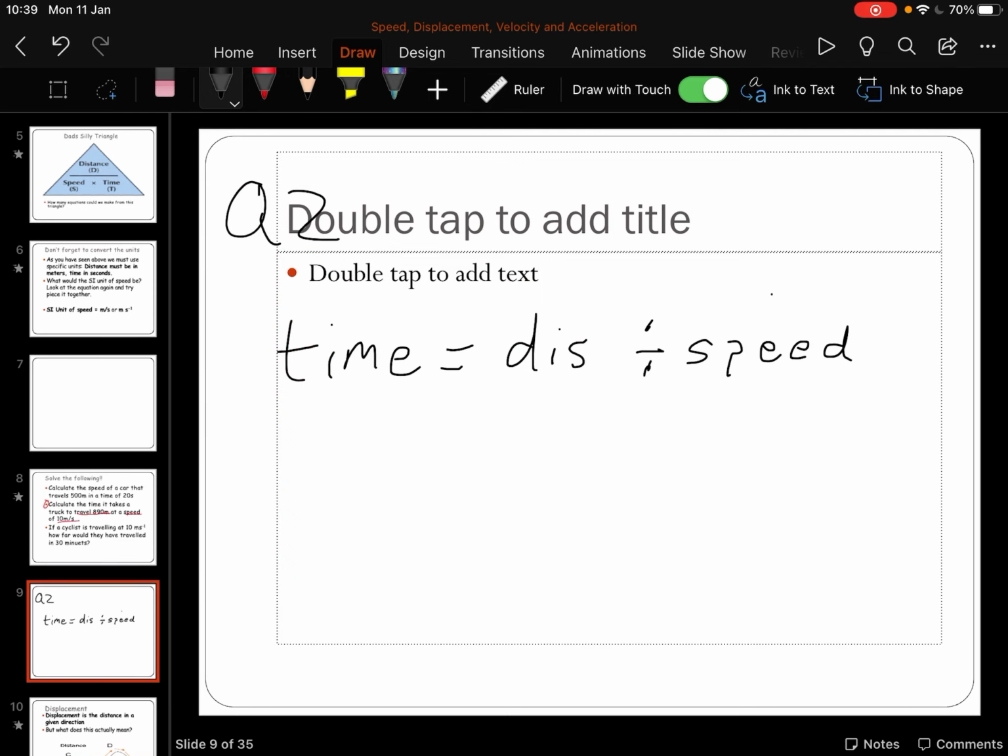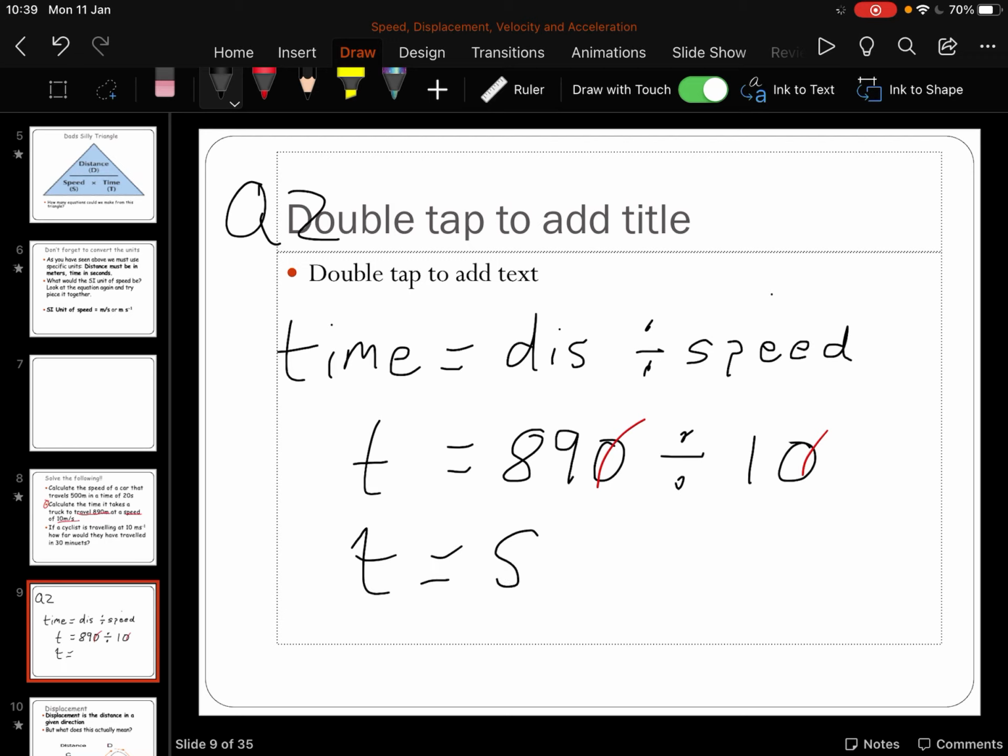So what's our equation? Our equation is going to be, so time equals 890 divided by 10. And of course the zeros will cancel there. So it's going to take how long? It's going to take 89 seconds. There you go. Okay, nice and easy.